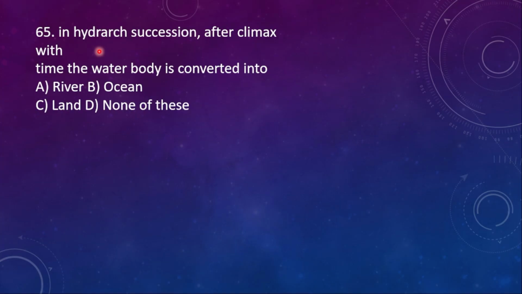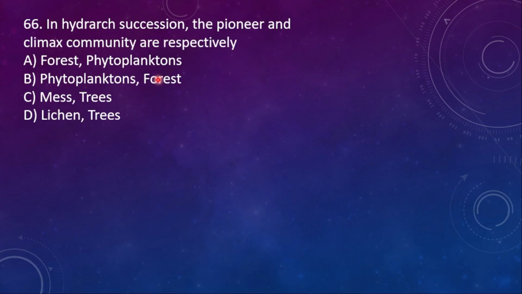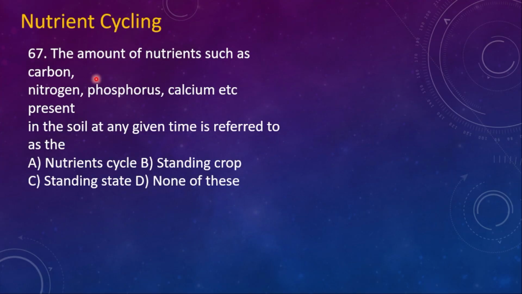65. In hydrarch succession, after climax, with time the water body is converted into river, ocean, land, none of these. Here the right option is land. In hydrarch succession, the pioneer and climax community are respectively phytoplanktons and forest.